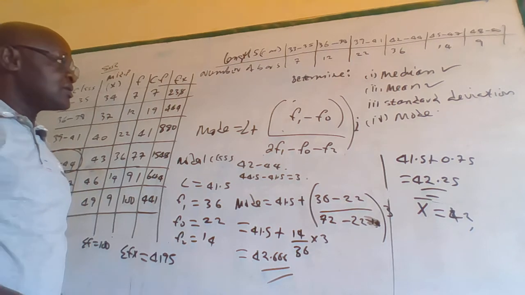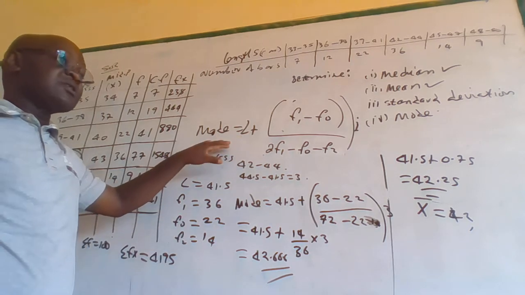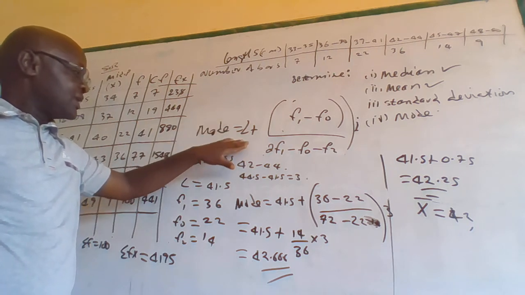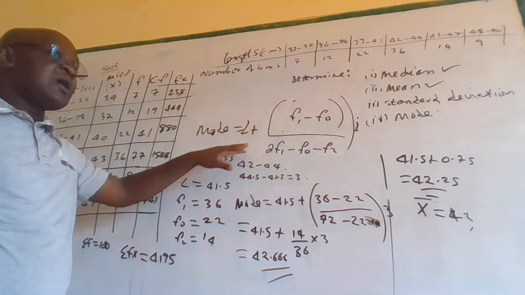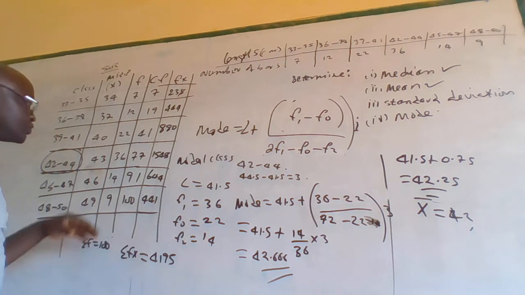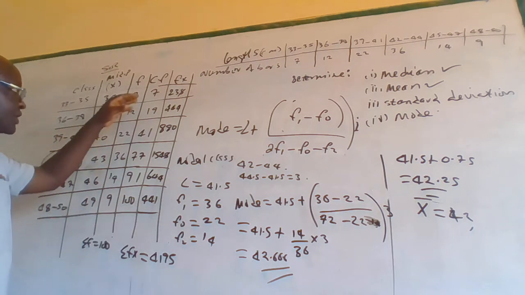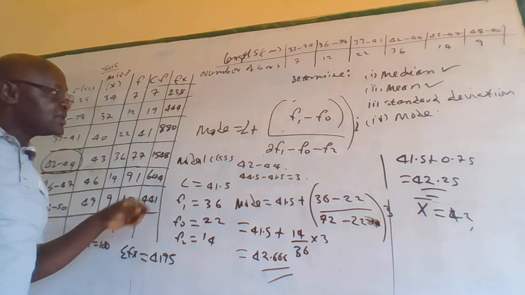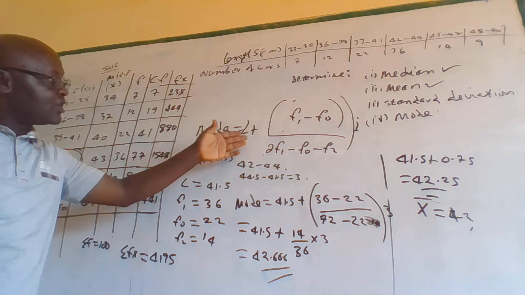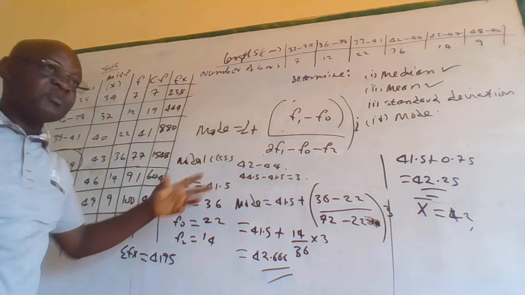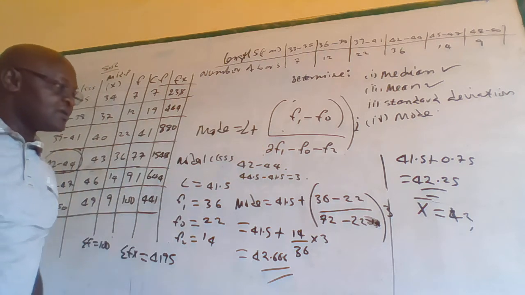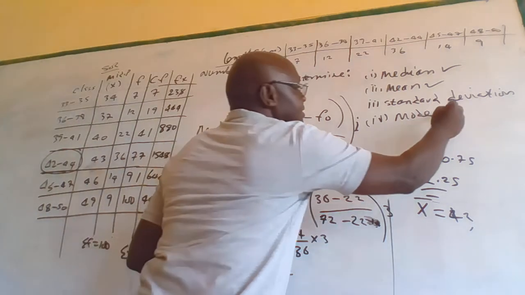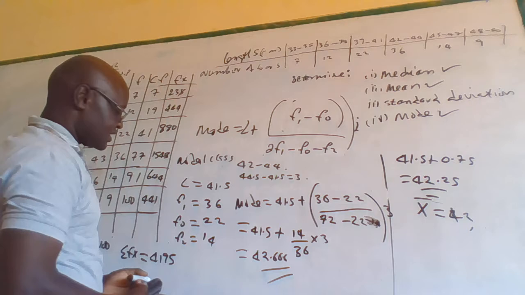So again, to get the mode, the most important things for you are to understand the formula, and then also how to identify the modal class. Once you identify the modal class, then getting the values of F0, F1, F2 becomes very easy. Okay. Now we are done with the mode. So we are moving to the standard deviation.